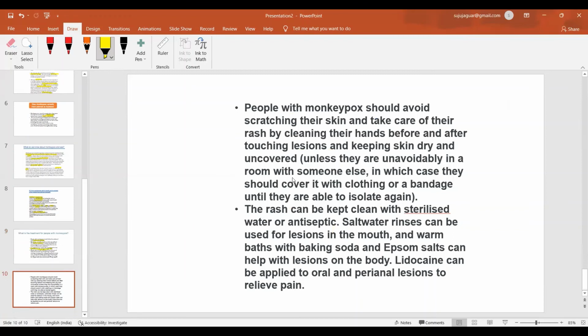People with monkeypox should avoid scratching their skin and take care of the rash by cleaning their hands before touching lesions and keeping skin dry and uncovered unless they are unavoidably in a room with someone else, in which case they should cover it with clothing or a bandage until they are able to isolate again. The rash can be kept clean with sterilized water or antiseptic. Salt water rinses can be used for lesions in the mouth, and warm baths with baking soda and Epsom salts can help with lesions on the body. Lidocaine can be applied to oral and perianal lesions to relieve pain.